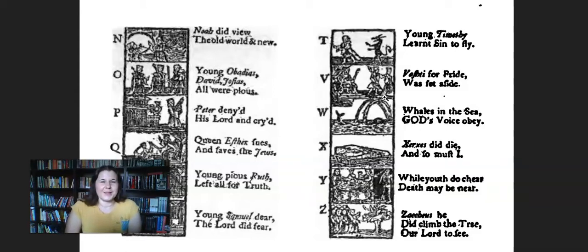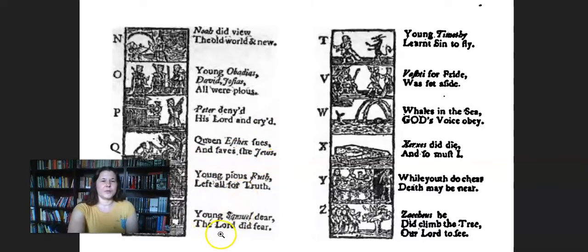I wanted to show you an example because it shows how moralistic and spiritual it was, and the emphasis was on your mortal soul. This was an alphabet where the letters went along with characters from the Bible. Some of them are pretty normal, like Noah did the world anew, right? It was about Noah. You have Queen Esther. Let's see, I can't even read what that says. Then Ruth left all for truth, right? So you have these characters from the Bible, and so you can learn the letter.